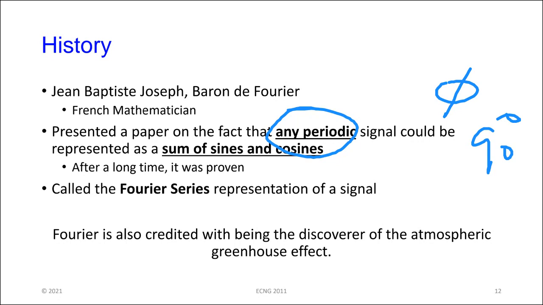So he showed that you could take any periodic signal, no matter what the shape was like, and you could break it down into a series of sines and cosines. And of course, they named the Fourier series representation of a signal. It was named after him.